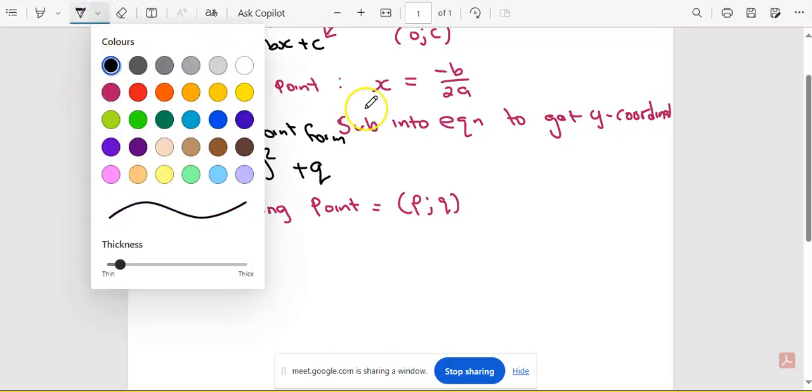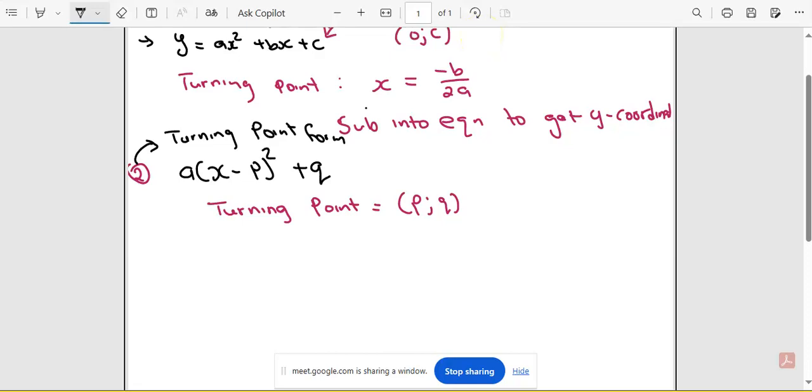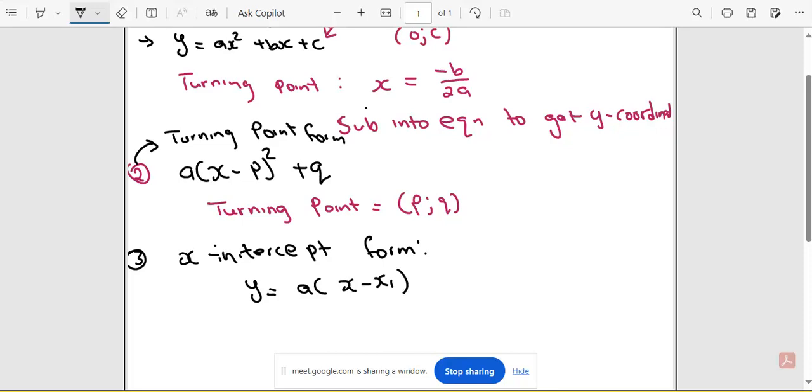Right. Then now we can write the parabola in another form. This is number 3. We can write it in the form of the x-intercepts. Do you know that we can write the parabola in the x-intercept form, or they can give it to you in that form? The x-intercept form says that y equals a into x minus x1 and x minus x2.